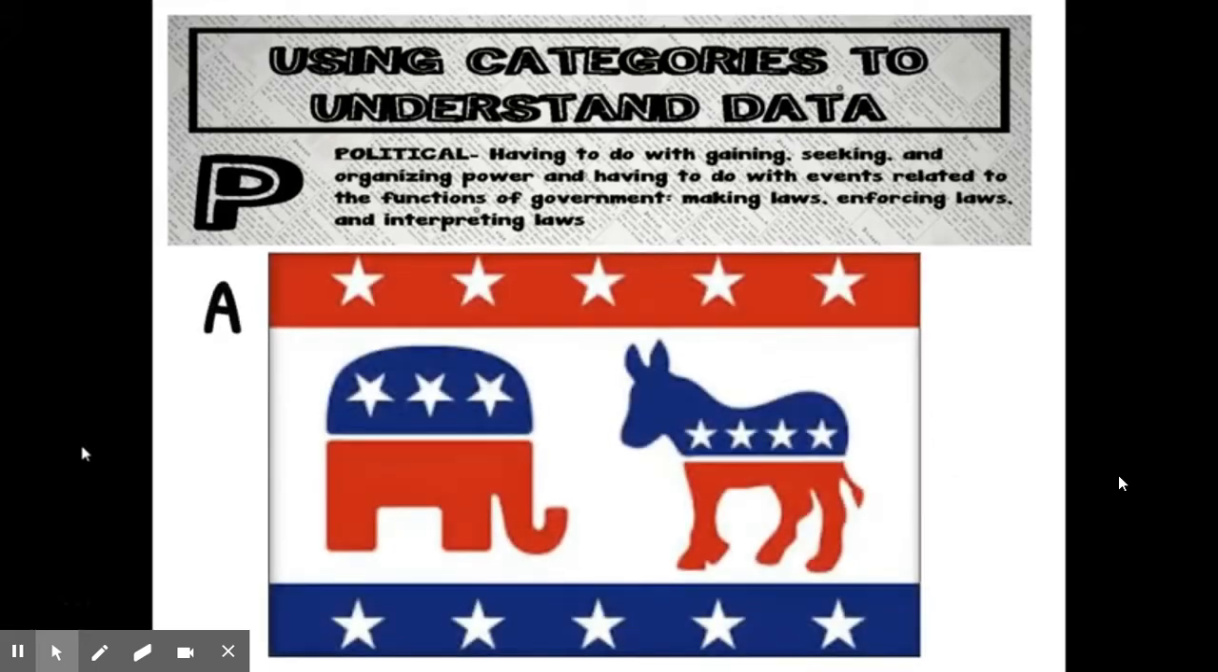So the first one is P, political, having to do with the gaining, seeking, and organizing of power, and having to do with events related to the functions of government, making laws, enforcing laws, and interpreting laws. So which image do you think was used for political? You guessed it, the Democratic and Republican Party symbols. Those were the images used to represent political, the P in PEGs.